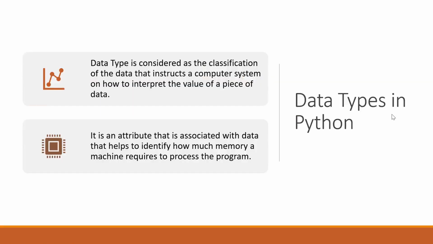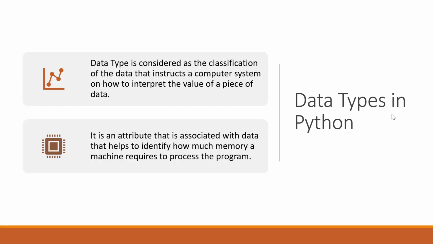So without any further delay, let's jump on to our first topic and understand what are data types. So in Python, data types can be considered as the classification of data that instruct a computer system on how to interpret a value. Now, a data type is just an attribute that is associated with data that helps to identify how much memory a machine requires.